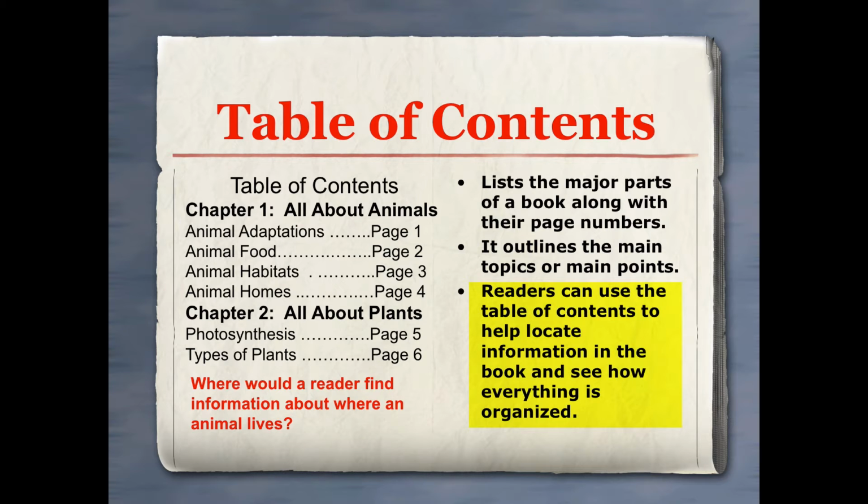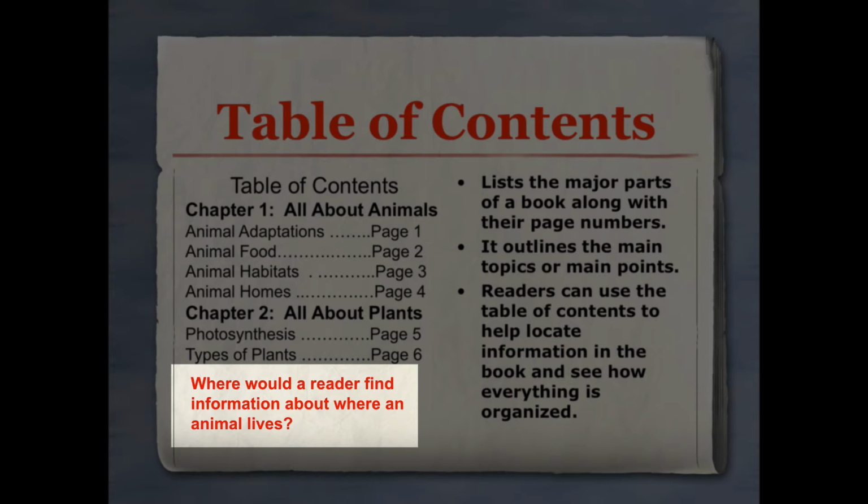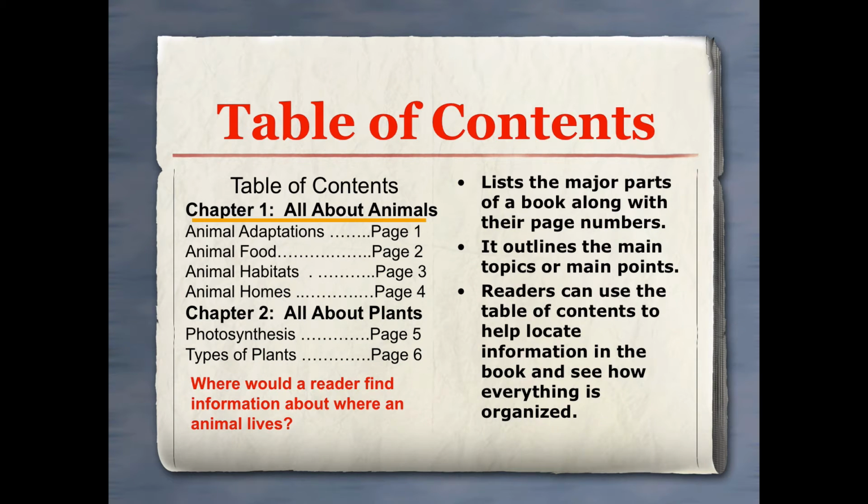You use this table of contents to help locate information in the book pretty quickly and see how everything is organized. So, if you were looking for information about where an animal lives, right, you would go to chapter 1, in this case, where it says all about animals. Scroll down to where you see animal habitats, and that is found on page 3.